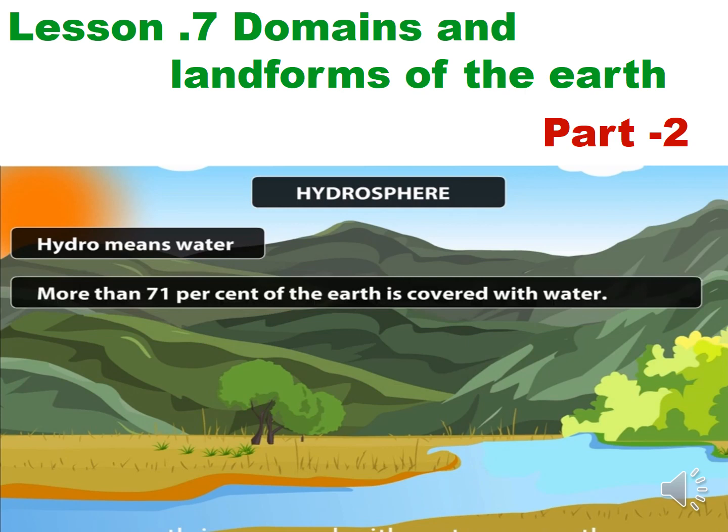So hydrosphere means neerkolam. Hydro means water. More than 71% of our earth's surface is covered with water, so our planet is called the blue planet. The hydrosphere is used as habitat for many aquatic plants and animals, and we can also store the water for our agricultural work. Have you understood, children?